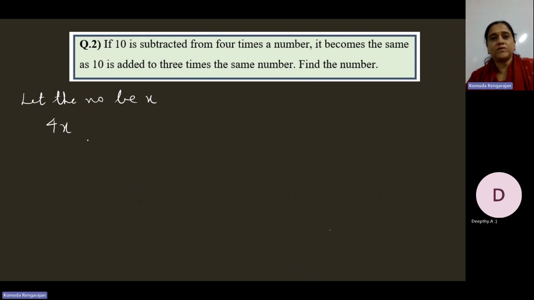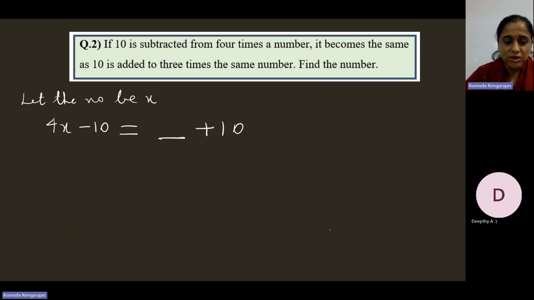10 subtracted from 4 times a number. Which one should you write first? Whatever is after from. What is after from? 4 times a number. So 4x first. Then minus 10. It becomes the same as, that means is equal to 10 added to something which is already there. So plus 10 here. 10 added to 3 times the same number, 3x. This is the equation. So how do we solve this?